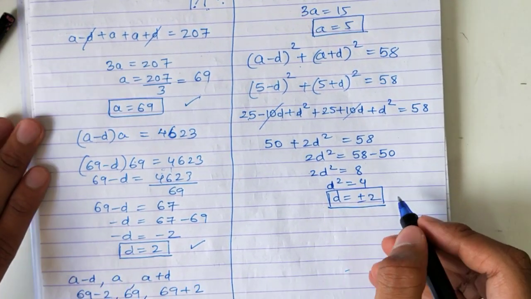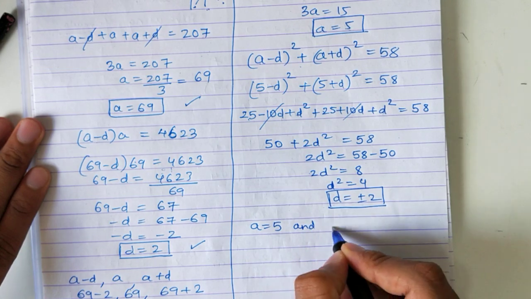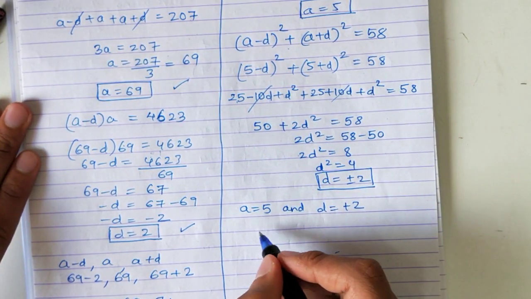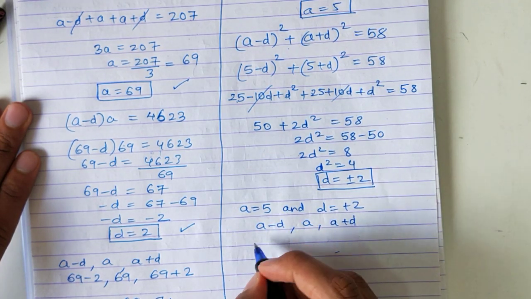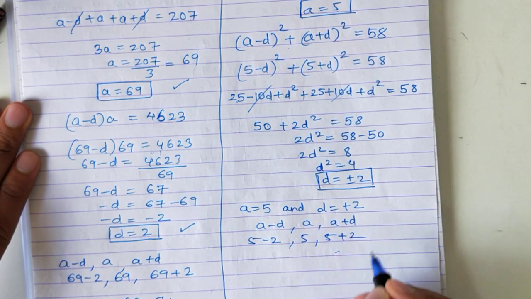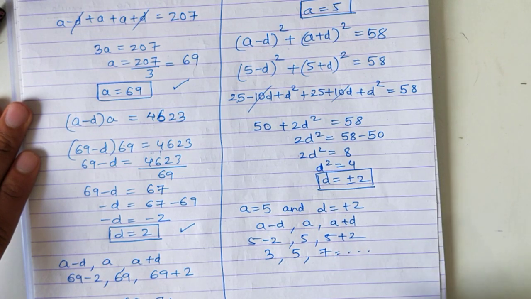Plus minus 2. So if I take a as 5 and d as plus 2, ये दो है ना, तो एक बार प्लस और एक बार माइनस लेना पड़ेगा. So मेरे 3 terms क्या होंगे? a minus d, a and a plus d. So they will be 5 minus 2, 5 and 5 plus 2 means 3, 5 and 7. These are the 3 terms.